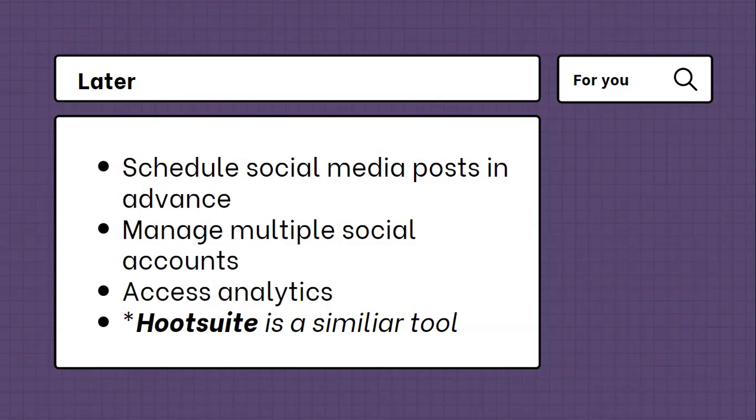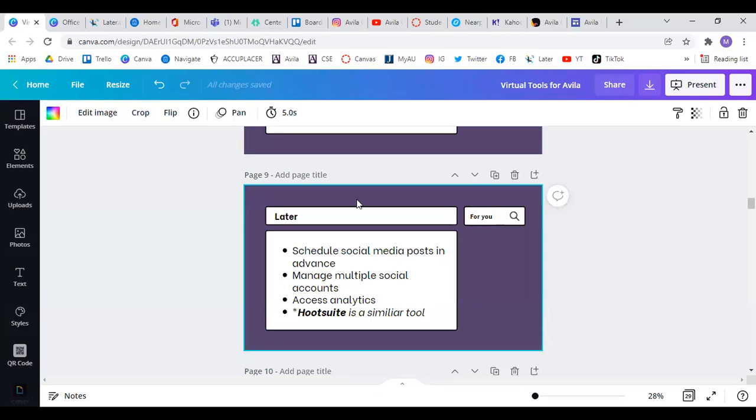Then you can access analytics. So if you're interested in seeing how many people are looking at your posts and how many people are engaging with your posts, you can do that there as well. And then you may have heard of Hootsuite. Hootsuite is a similar tool that does the same thing. So just depending on what your price range is and what you're wanting to pay and what you're wanting to do, each of them does the same thing, but they have their own perks and things as well. So I'll show you an example of Later as well.